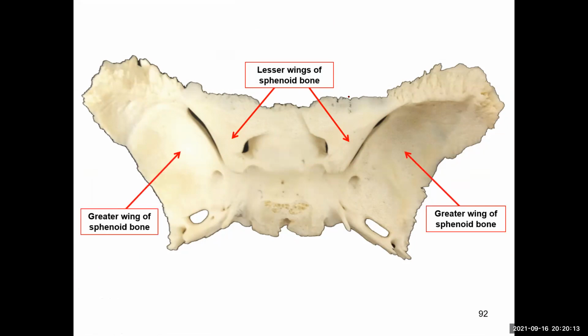And then the greater wing is down below. Like I said, I figured it'd be the other way around, but it's not, so don't get that confused. The greater wing is going to be the lower portion there.